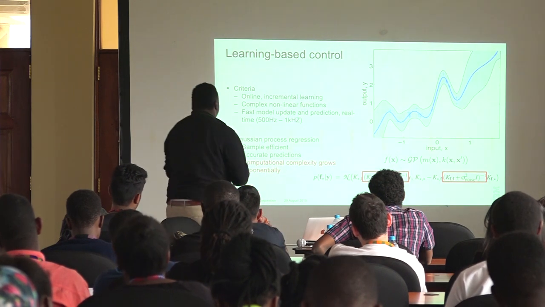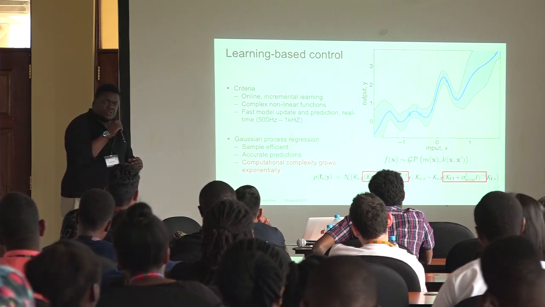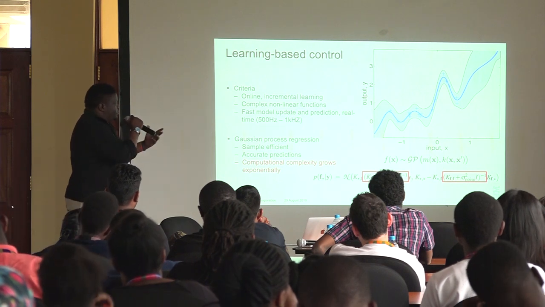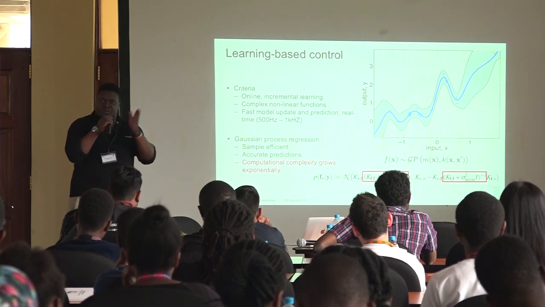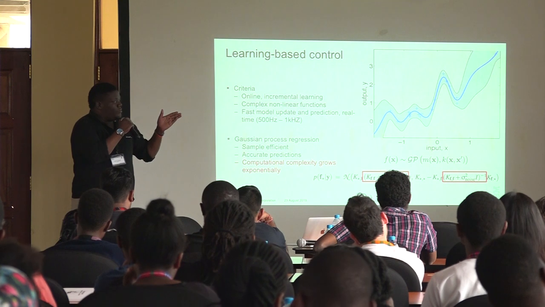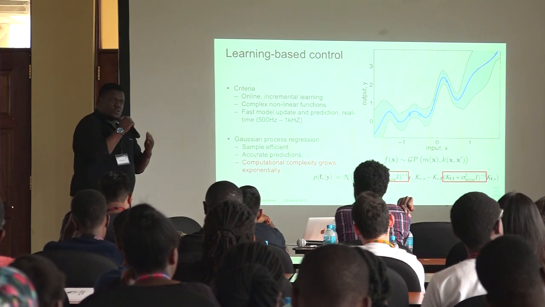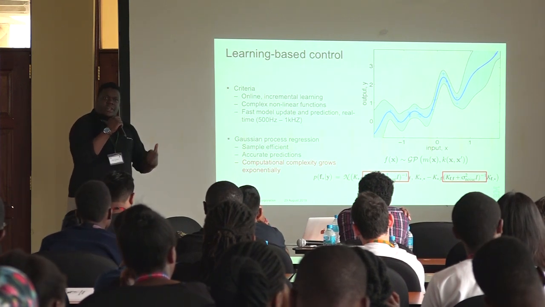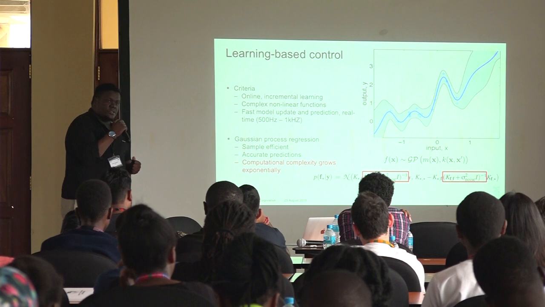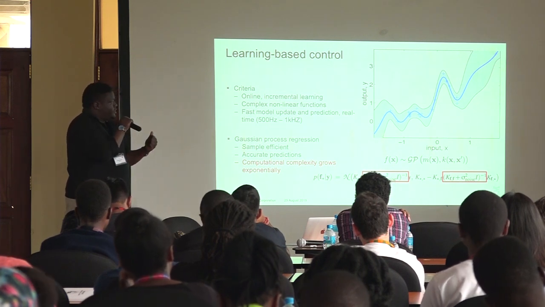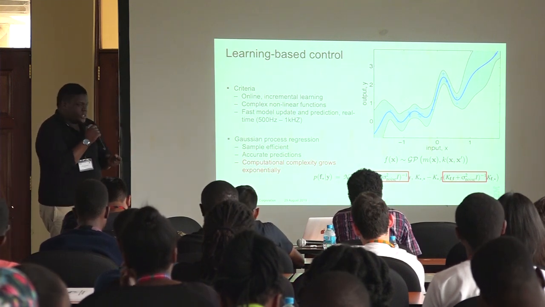But you cannot just apply any regression technique. There are some criteria that you have to meet. The first one is that your model has to be able to learn online, meaning an incremental update of parameters as new data comes in. The reason is that robots are typically high-dimensional systems, so it's almost impossible to explore the entire state space to generate enough data to learn a globally accurate model. Also, you want to be able to learn complex nonlinear functions. Your model needs to be able to update itself fast, and you also need to make quick predictions in real time.